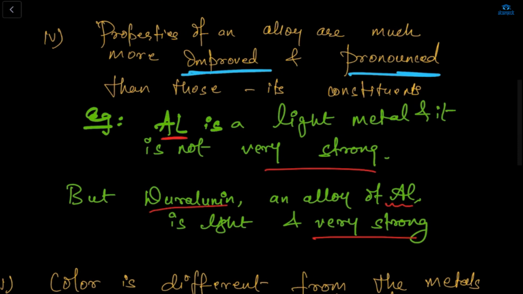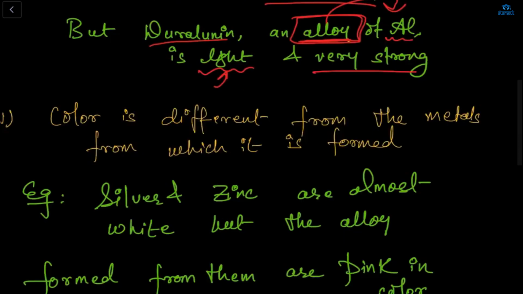So here if the aluminum alone is there, it is light, but it is not very strong. But if I'm containing the alloy of this aluminum in this duralumin, so what is happening? It is as light as the previous one, but it becomes very strong. Why? Because it is having this alloy property. Because if alloy property is added, then it will be more improved.